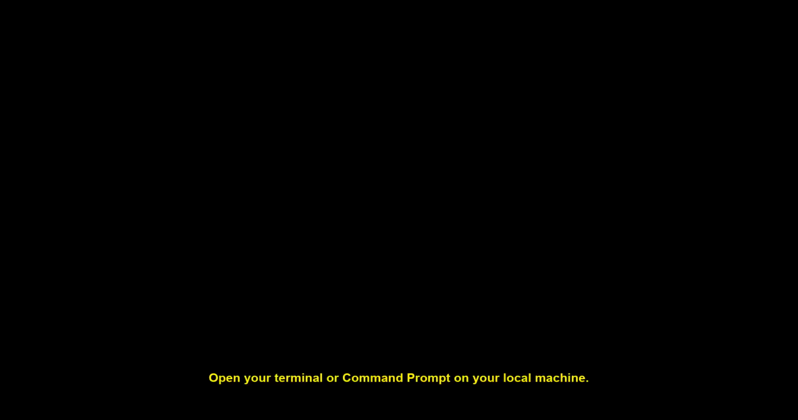Open your terminal or command prompt on your local machine. Use the SSH command to connect to your EC2 instance. The command should look like this: ssh -i /path/to/your-key.pem ec2-user@your-public-IP. Replace the placeholders with your actual key file path and public IP address.